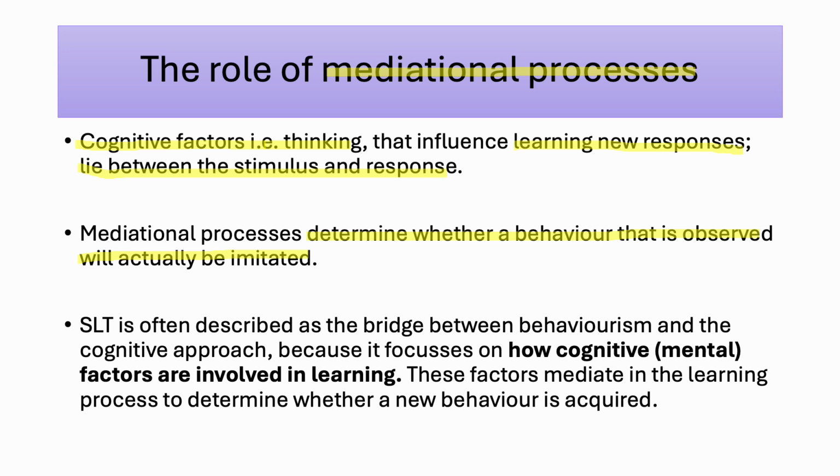So that is why social learning theory is often described as a bridge between behaviourism and the cognitive approach, because of course the cognitive approach focuses only on mental processes and behaviourists focus only on stimulus and response. So social learning theory is the bridge between the two, because it looks at how those cognitive factors, those mental thought processes, are involved in learning.